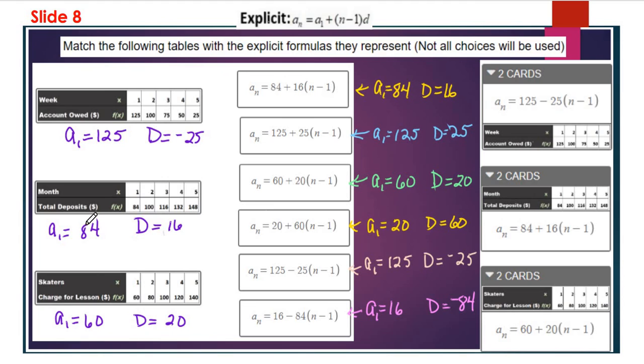Now this one we're looking for, the first term is 84. So here's 84, and that is the only one with 84. So this one will go with this, and as you can see, I've already matched it up right here. And then when you're looking at this one, my first term is 60. So I'm going to check my first terms. Here's a 60, and that is the only 60 that we have. So this is the explicit formula that matches this, and I've already matched it right here. So check the first term and the common difference to see which ones match.